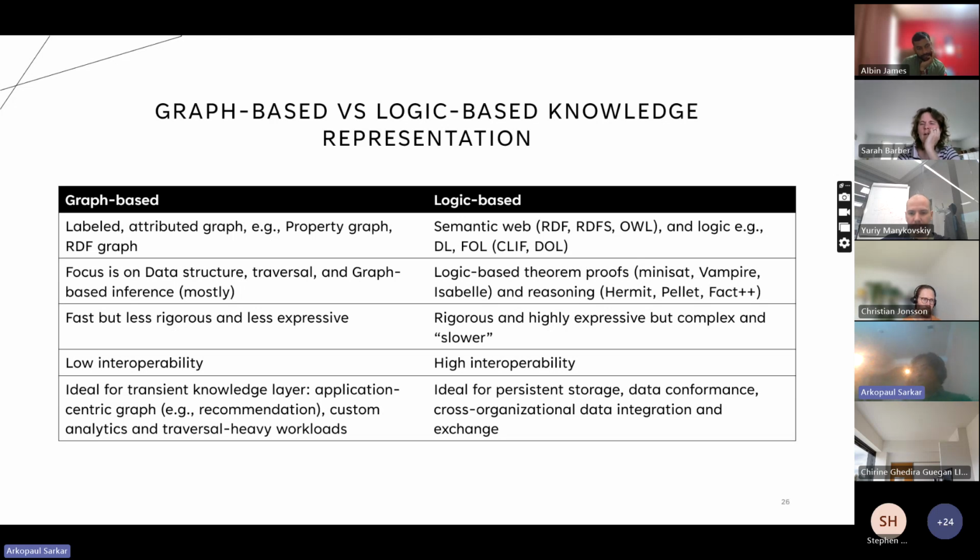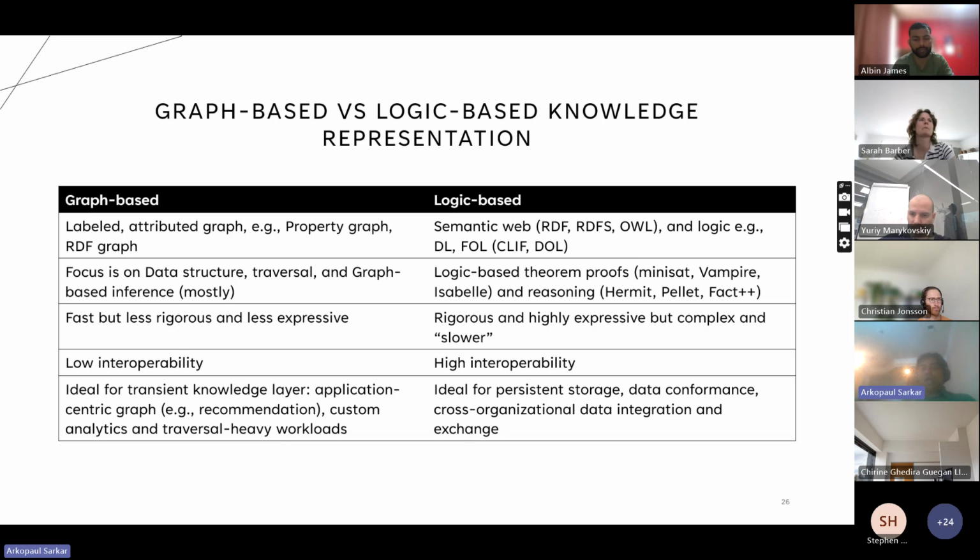But the logic-based heavily focuses on ontology, OWL, RDF, and also different types of logic, right? Description logic, first order logic, and there are different notations, for example, Clif notation for first order logic. The focus for graph-based is the graph structure so that it can be traversed easily, and then we can apply graph-based algorithms. But on the logic-based, the focus is on using logic-based theorem provers and reasoning services. Graph-based are really fast, but they are less rigorous and also less expressive. And then logic-based are extremely rigorous, but of course there is a steep learning curve, and it is also a little bit slower.